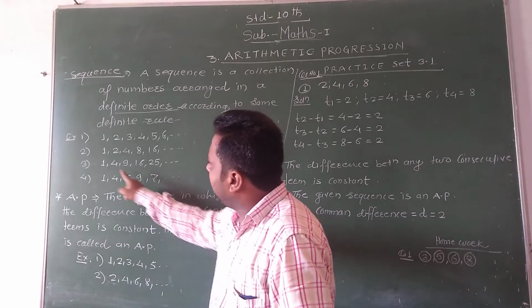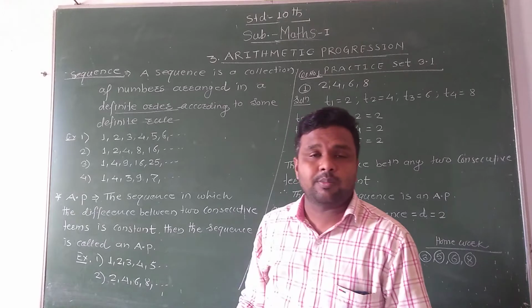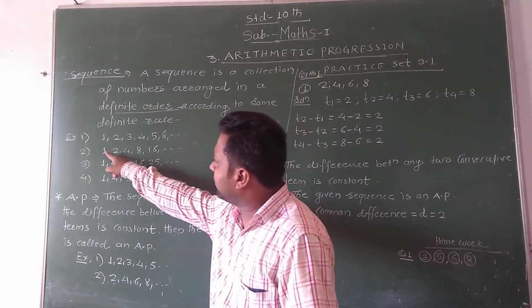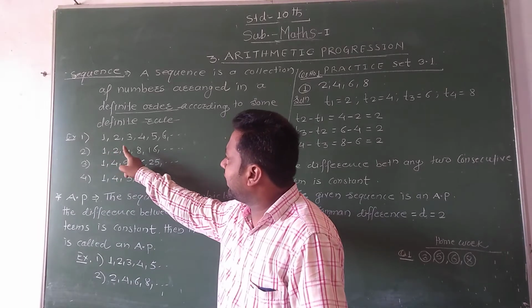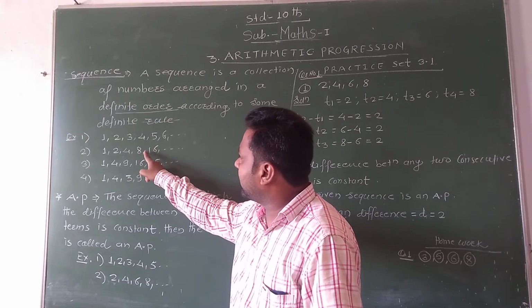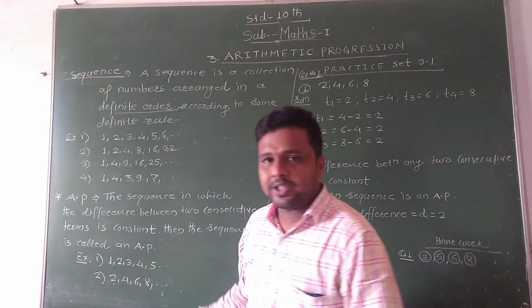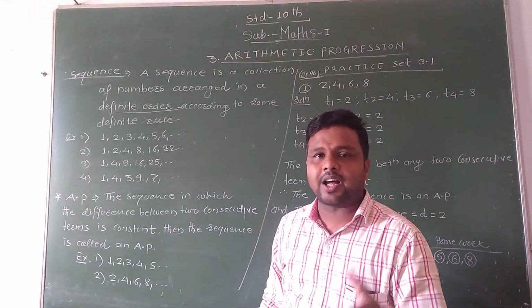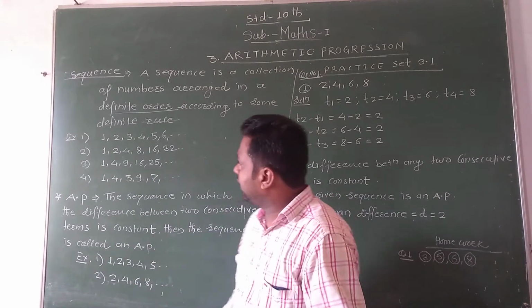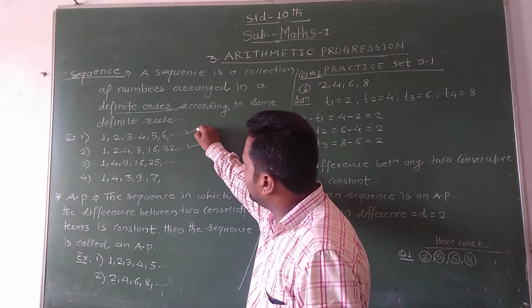The second example is given: 1, 2, 4, 8, 16. Then what is the next number? Your answer is 32, because these are multiples. 1 into 2 is 2, 2 into 2 is 4, 4 into 2 is 8, 8 into 2 is 16, 16 into 2 is 32. Therefore the set of numbers in this example is according to a definite order and a definite rule, so this set of numbers is also called a sequence. The first example is also a sequence.